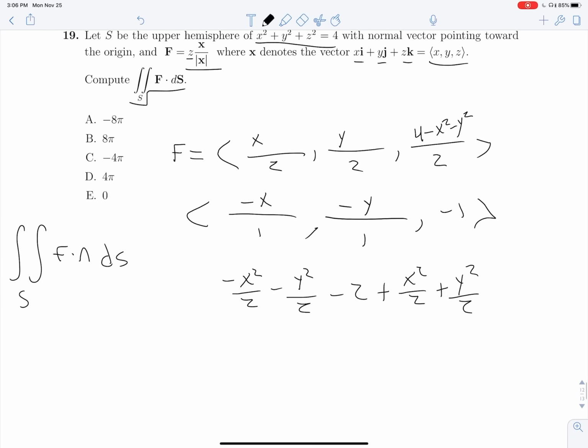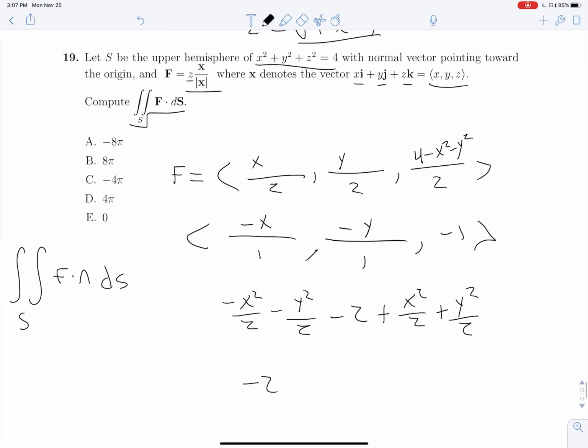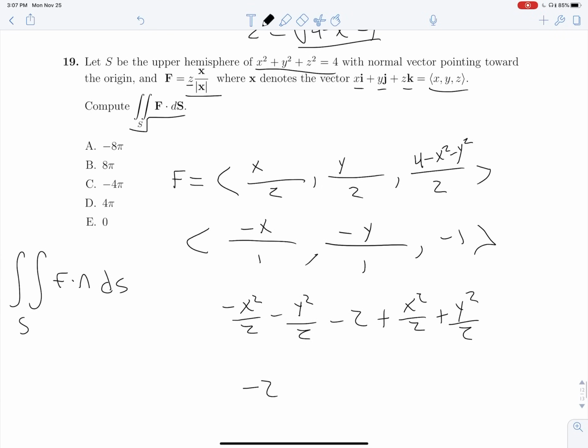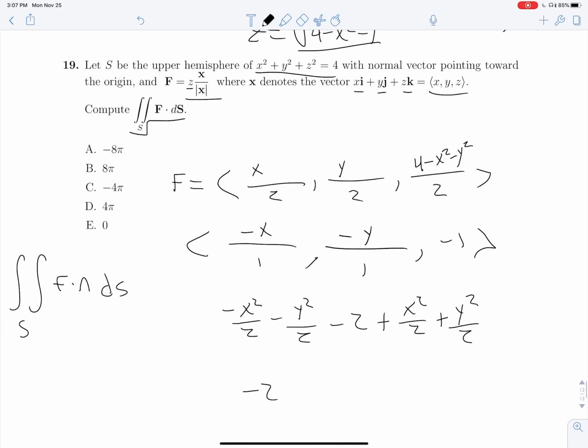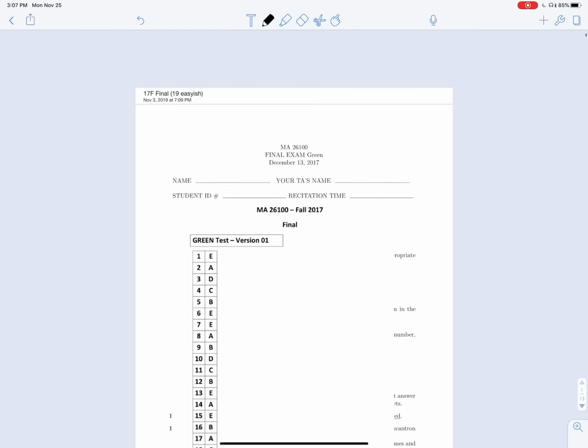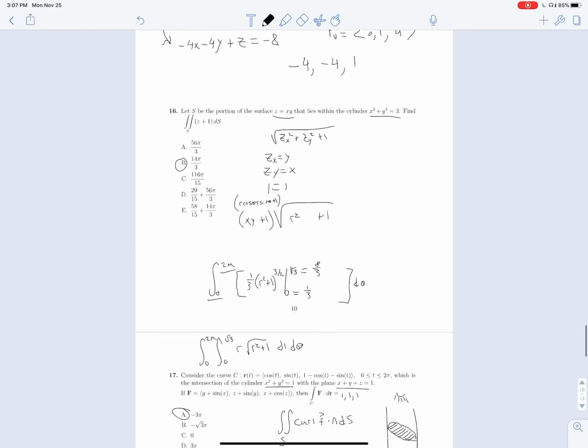we have to do is multiply negative 2 by the xy plane projection, the shadow of this upper hemisphere, which because it's a circle of radius 2, will give us area equals pi r squared. That's going to give us 4 pi. Multiply by negative 2, we get negative 8 pi. So our answer is A.